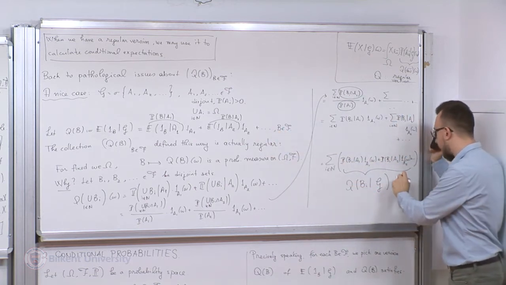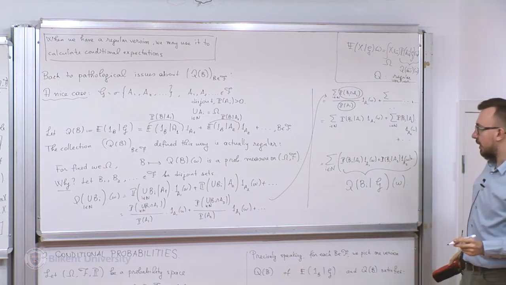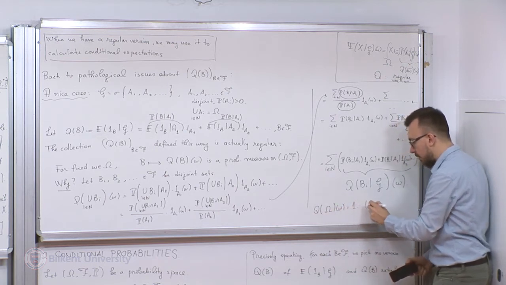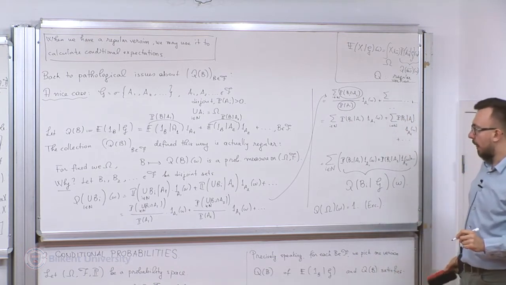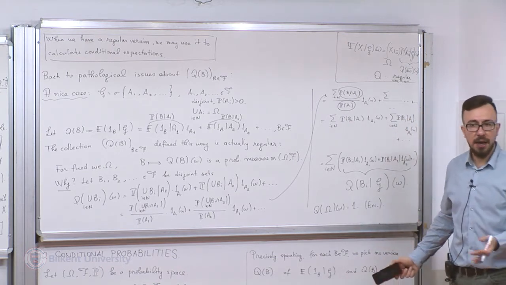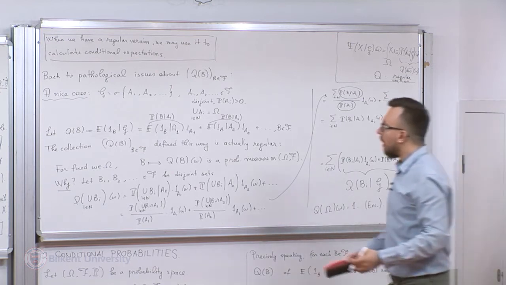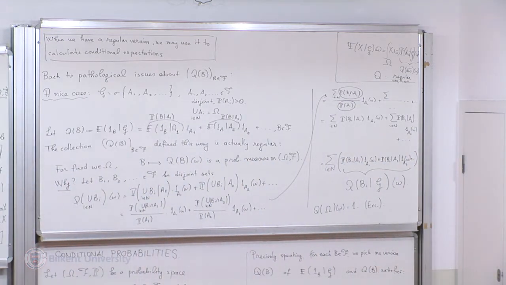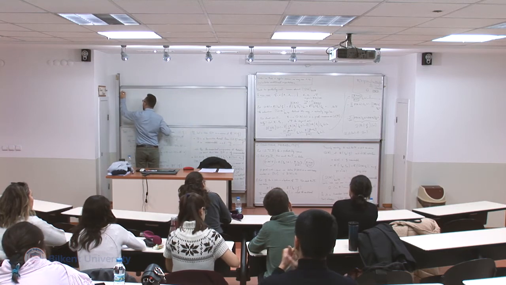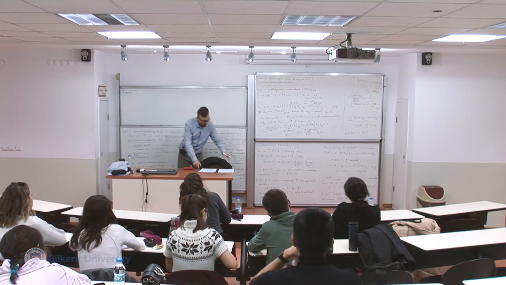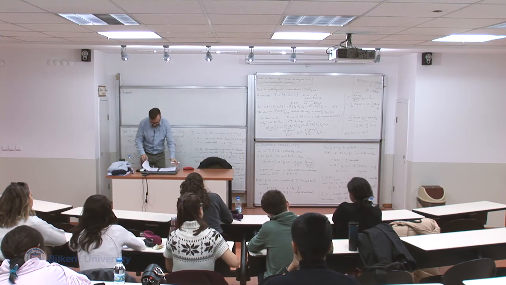So we get countable additivity at omega, and we can also check that Q of omega is always 1. So in this case, everything goes well. We have a regular version. We concretely create a regular version. There is nothing wrong. So this is still not a pathological case. But in general, we might have issues.